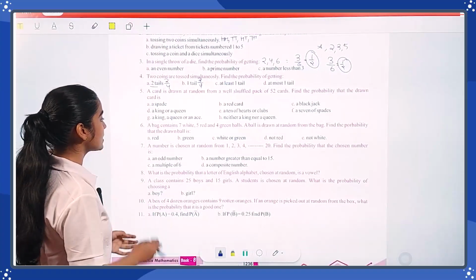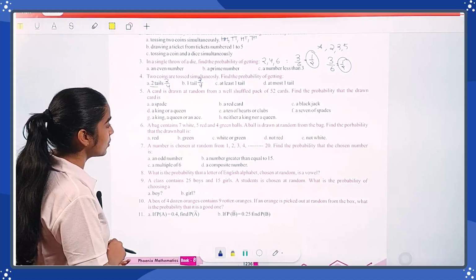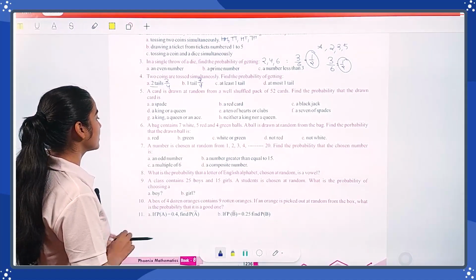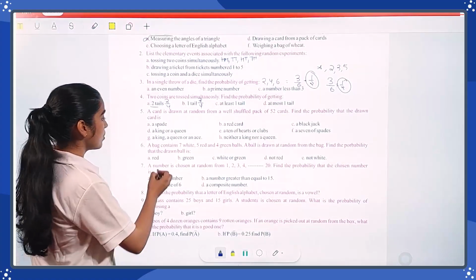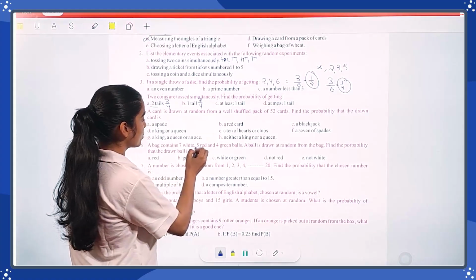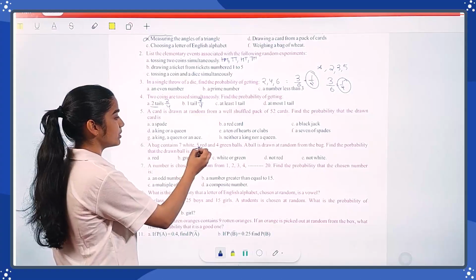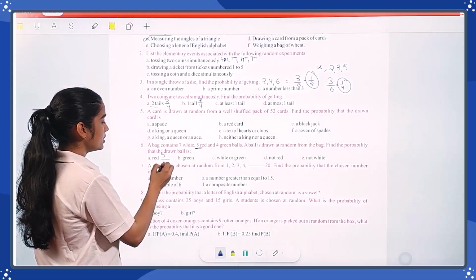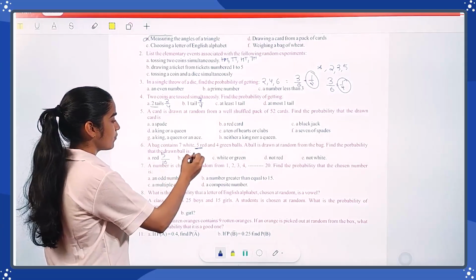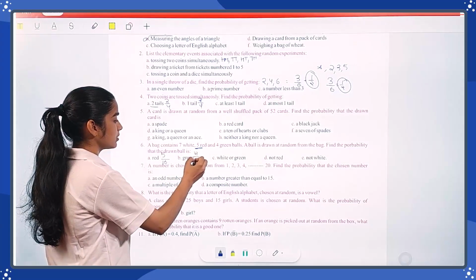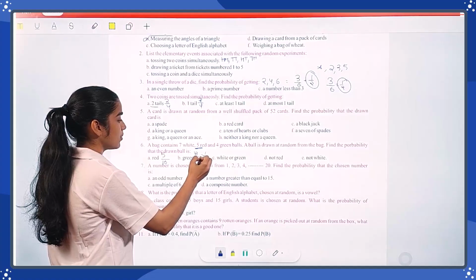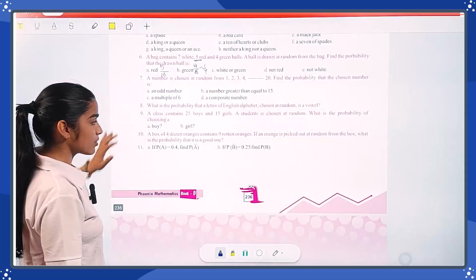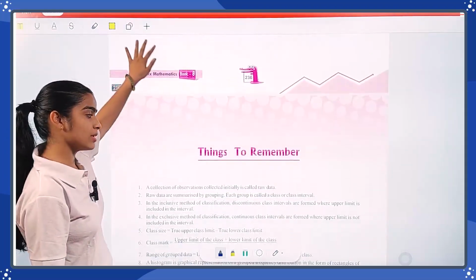A bag contains 7 white, 5 red and 4 green balls. A ball is drawn at random from the bag. Find the probability that the drawn ball is red. So how many red balls do we have? 5. Total we have 7 plus 5, 12. 12 plus 4 is 16. So 5 upon 16. Green: 4 upon 16, which will be converted to 1 upon 4. In the same way you can solve the rest of the questions, and with that your chapter ends here.